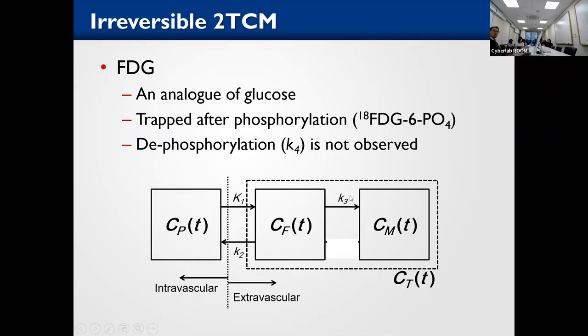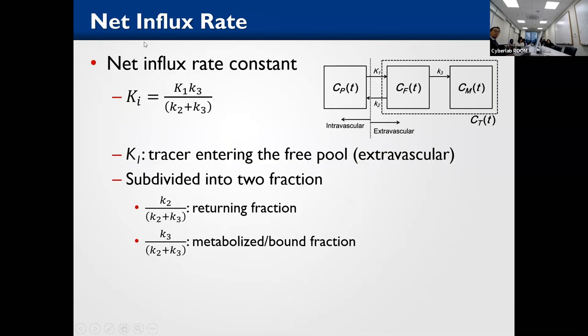They have only three parameters, with no backward process from this compartment to this compartment. And we focus only on this K parameter: among the tracers extracted from blood, how many tracers are taken up and metabolized, how many are trapped, and how many are cleared without metabolism. So this rate is defined by the net flux rate.